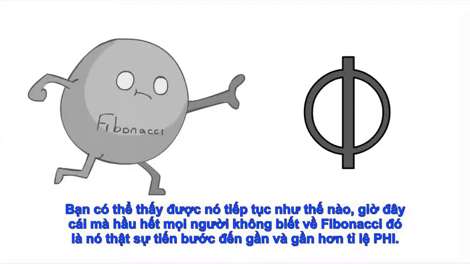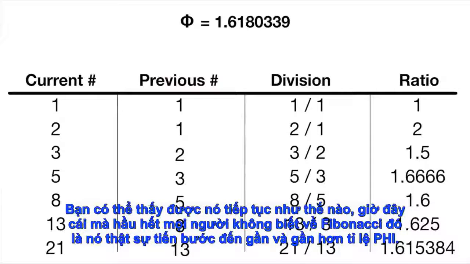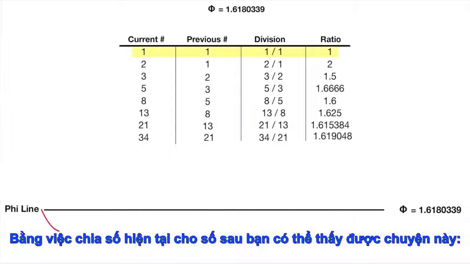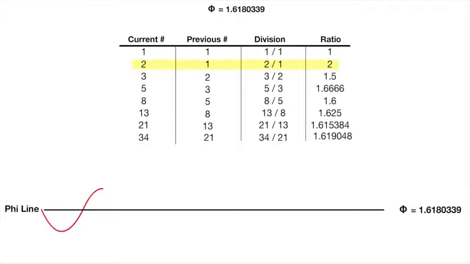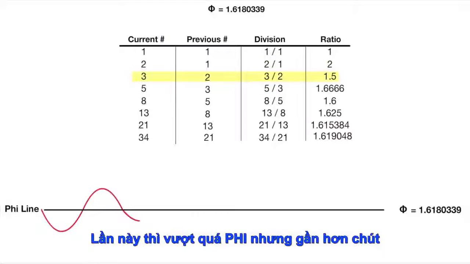Now, what most people don't know about Fibonacci is that it actually continually strives closer and closer to the phi ratio. By dividing the current number into the last, you can see this happening. 1 into 1 is 1. Well, that's not close at all. 2 into 1 is 2. This time it's over phi, but closer.